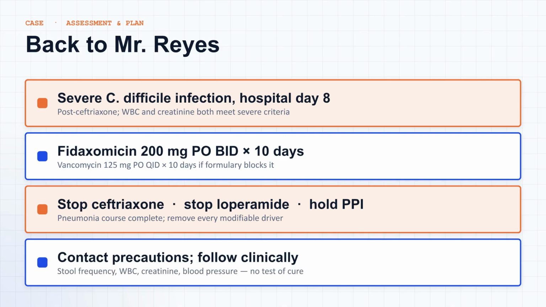And follow the response clinically. No test of cure. And counsel him before discharge. Returning watery diarrhea in the next 2 weeks means calling the clinic, not waiting it out. That conversation catches most recurrences early.